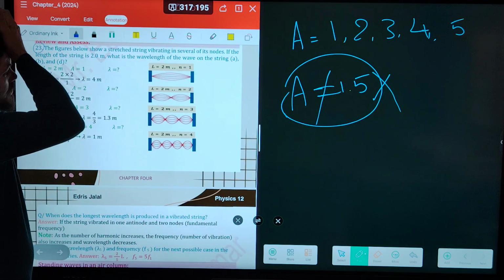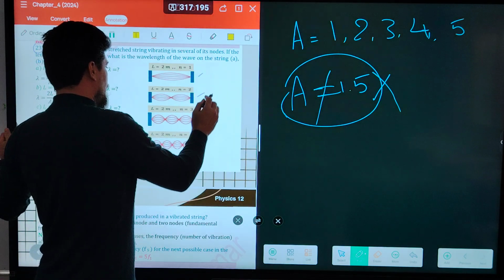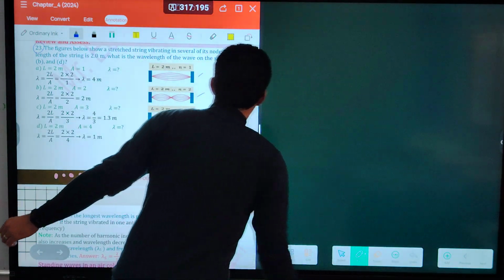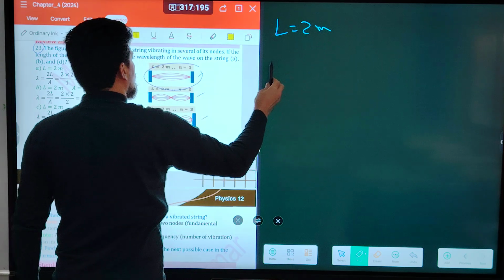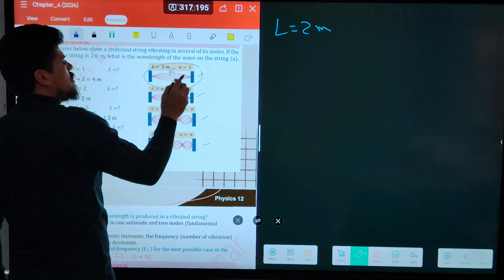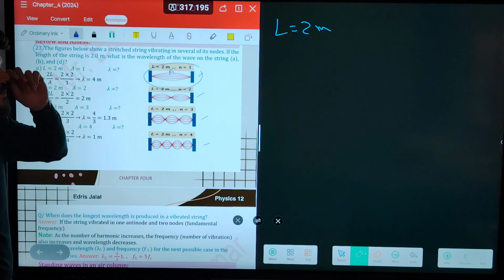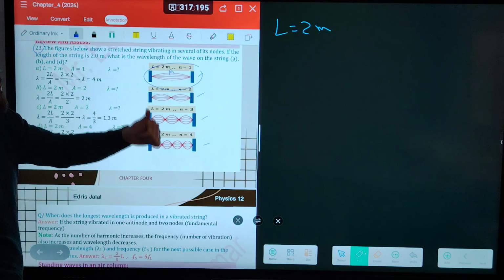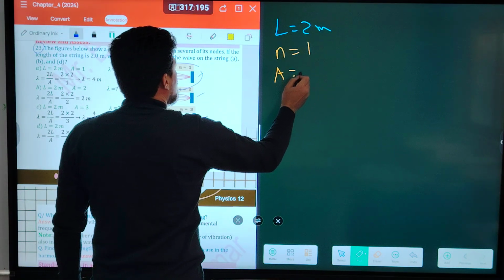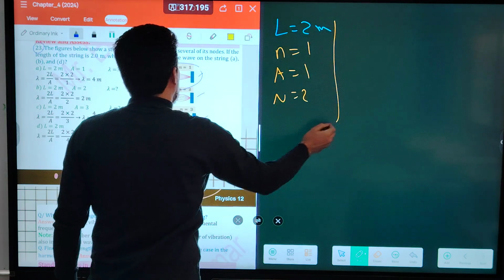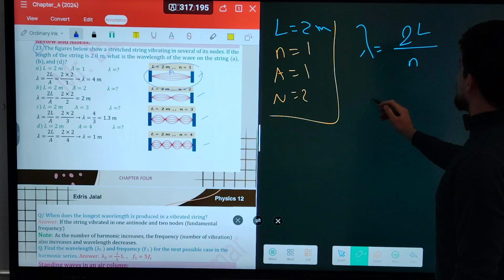What is the wavelength of the wave on the string in A, B, C, and D? No problem, okay? For figure A, guys, do we have L? Yes, 2 meters. Number of harmonic, 1. How did you know? By the figure. Because number of harmonic is equal to number of antinodes. In a vibrating string, number of harmonic is equal to number of antinodes. Number of harmonic, 1. Antinode, 1. Node, 2. Wavelength is equal to 2L over n.